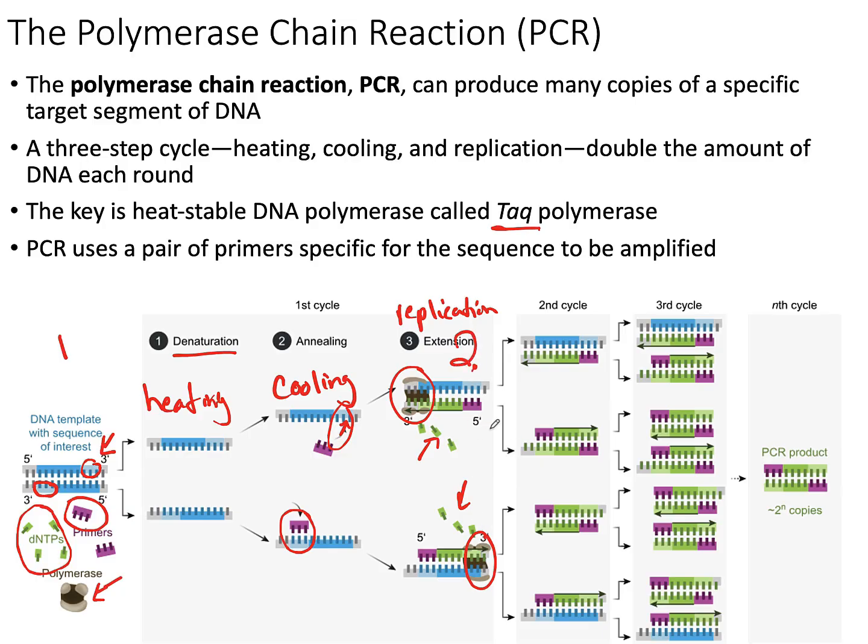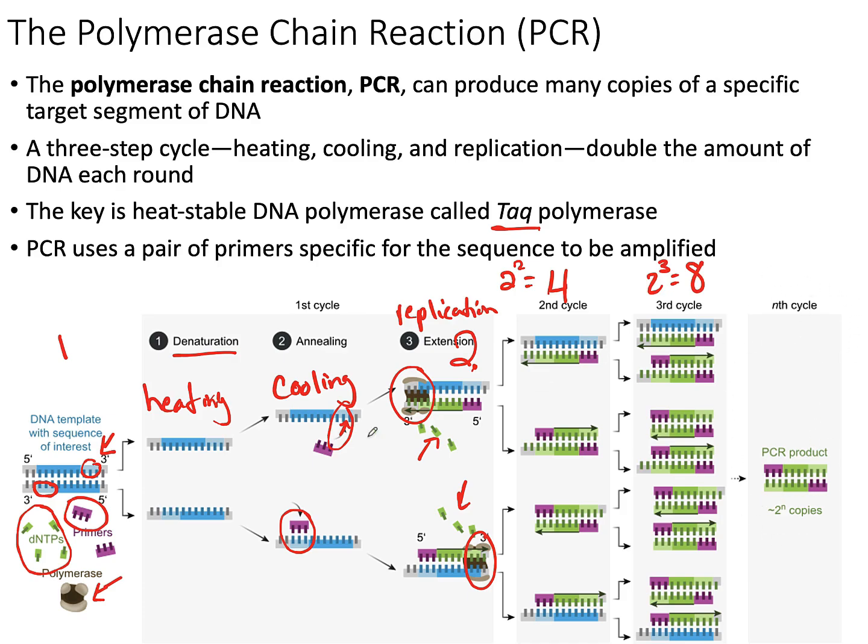Every cycle will double the number of copies. So in the second cycle, we start with 2 and we end up with 4. So 2 to the 2 equals 4. By the end of the third cycle, we started with 4 and we end up with 8. 2 to the 3 is equal to 8. So every time we do these cycles, we can get 2 to the n number of copies.